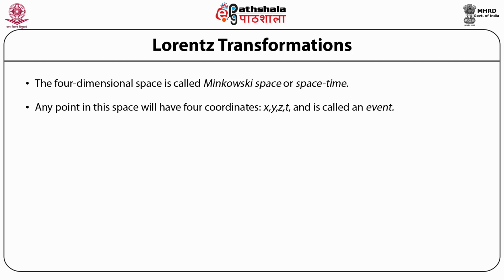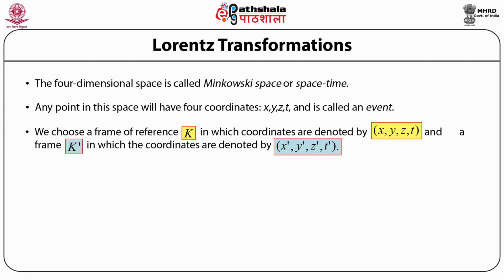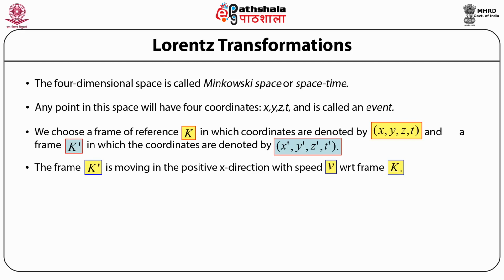Now, let us choose one frame of reference and denote it by k, which has coordinates x, y, z and t. And let us choose another frame of reference denoted by k prime, which has coordinates x prime, y prime, z prime and t prime. Now the frame k prime is moving, let's say, along the positive x direction with a speed v with respect to the frame k. If we want to do a coordinate transformation to the frame k prime, let us see what equations we need to consider.